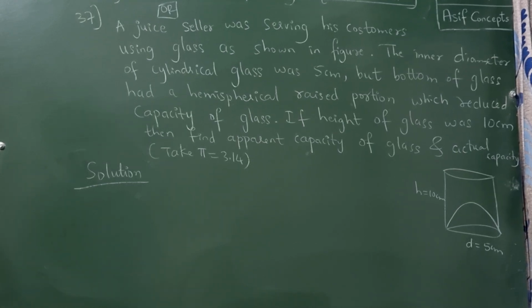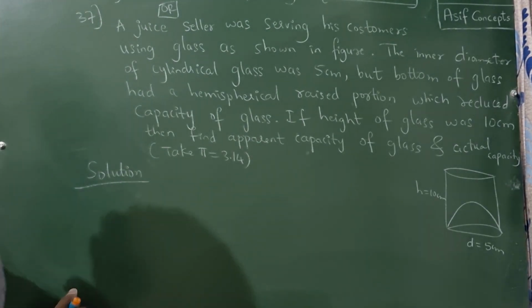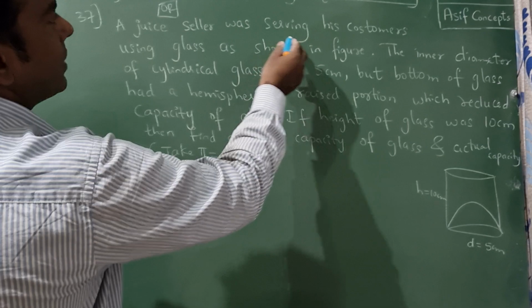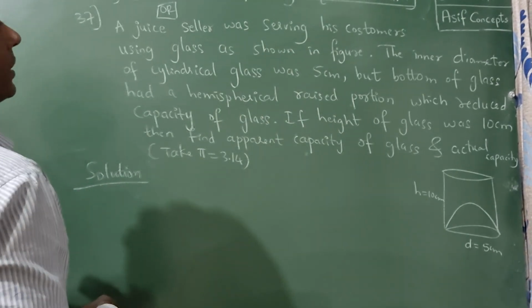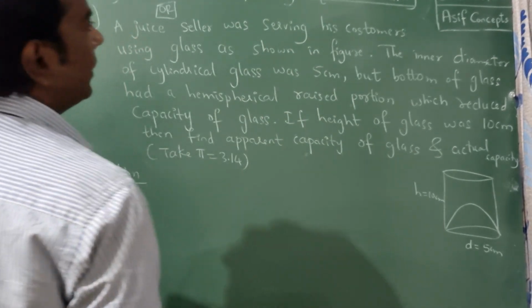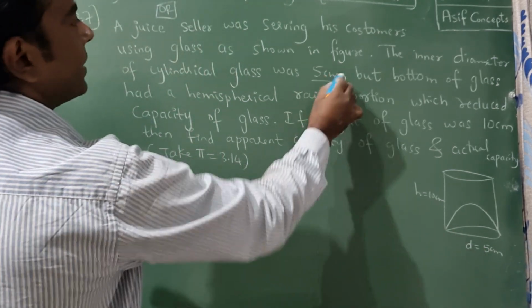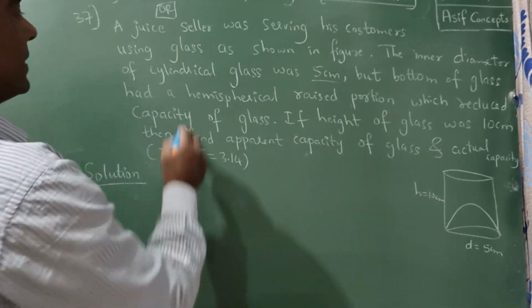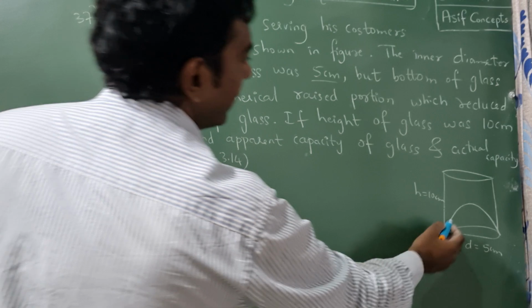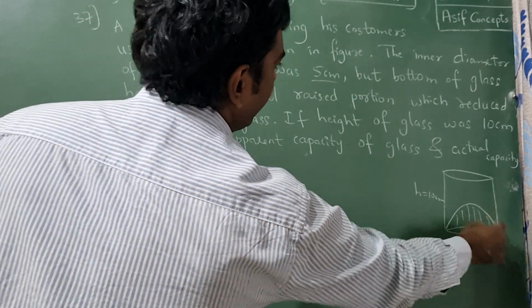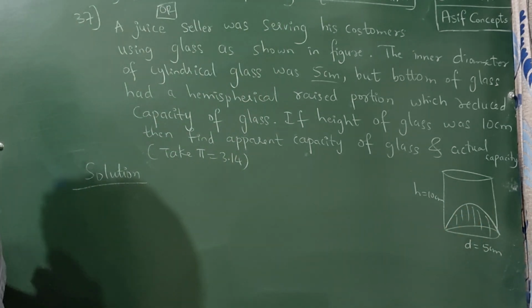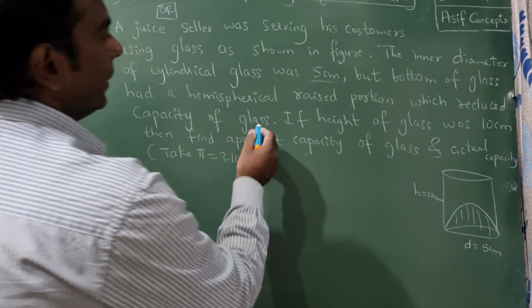Now the 37th question has an OR question. A juice seller was serving his customer using a glass as shown in the figure. The inner diameter, so d is 5 centimeter, but the bottom of the glass had a hemisphere raised portion, that is this, which reduces the capacity of the glass.